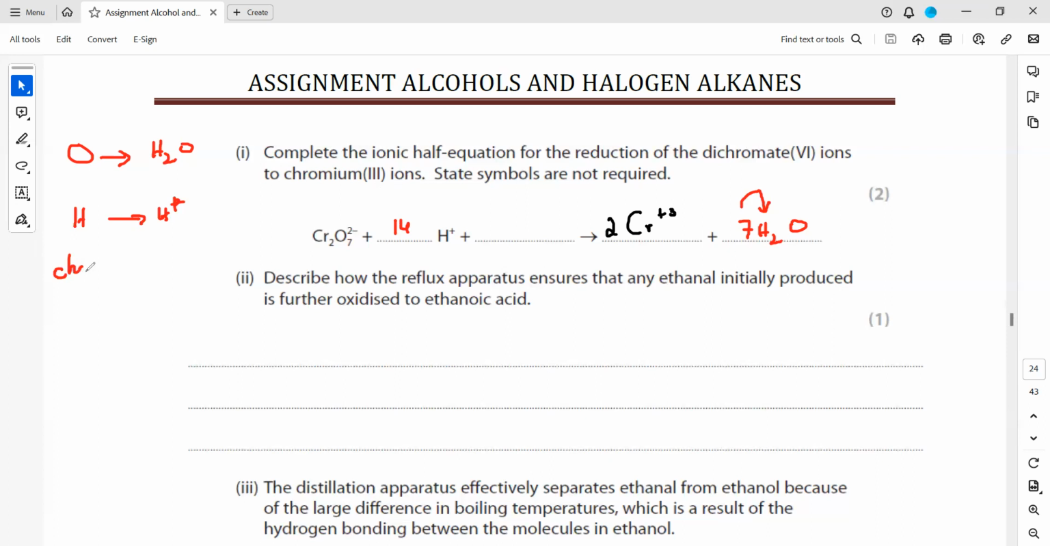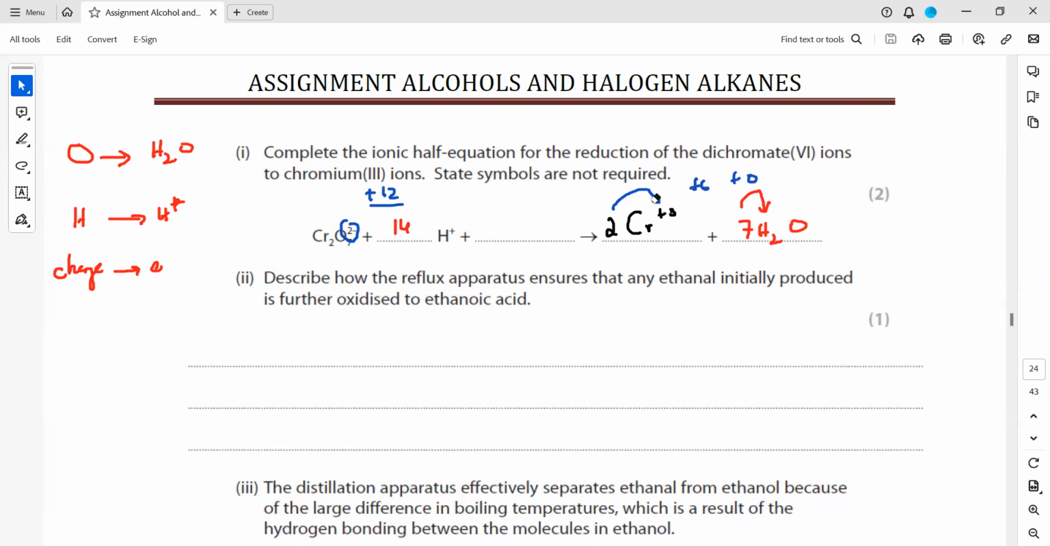Then to balance the charge, what we do is add electrons. What is the net charge on the left-hand side of this equation? We have -2 here and 14 plus, so -2 plus 14 makes plus 12. That is the net charge on the left-hand side. What is the net charge on the right-hand side? 2 multiplied by 3 makes 6, and the water is neutral.